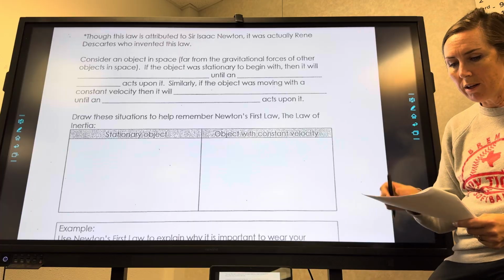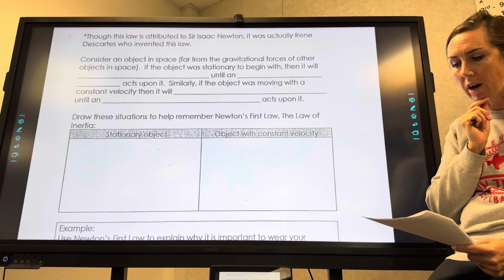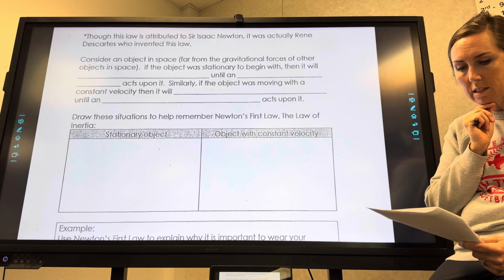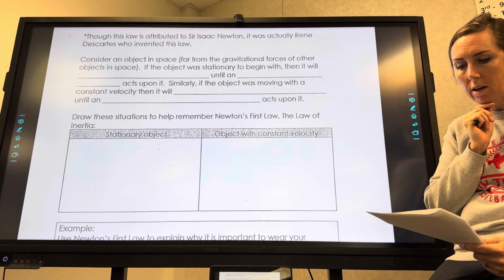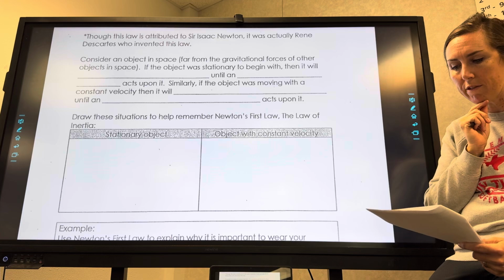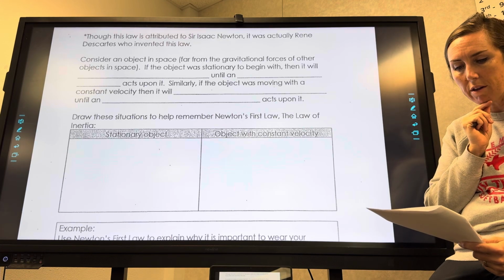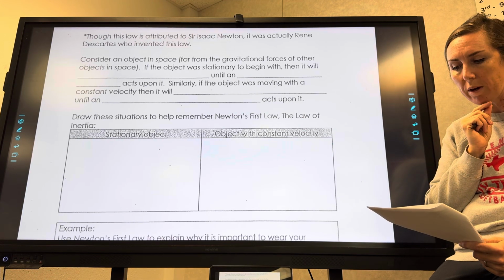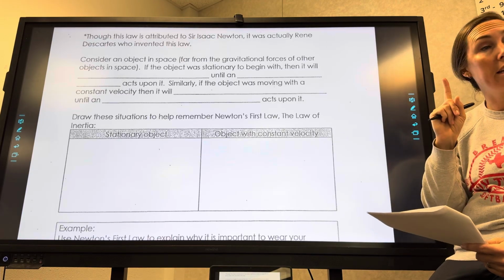So, though this law is attributed to Sir Isaac Newton, it was actually René Descartes who invented this law. Consider an object in space, far from gravitational forces of other objects in space. If the object was stationary to begin with, then it will remain stationary.